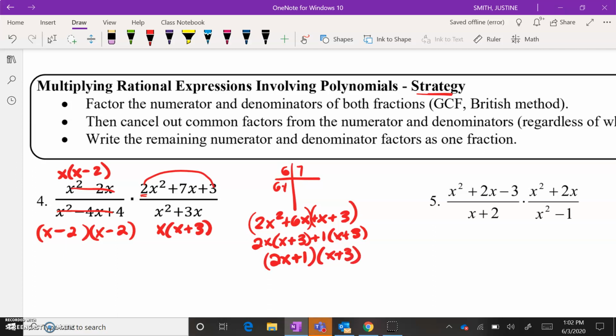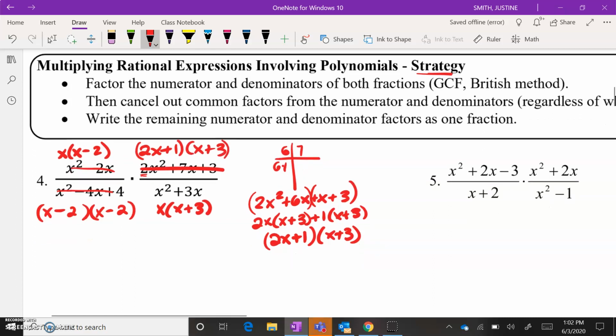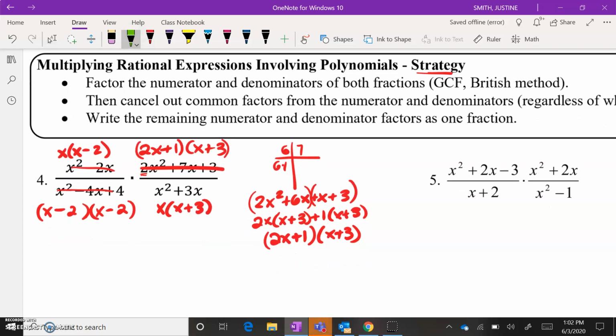So this whole thing becomes (2x plus 1)(x plus 3). Isn't this fun? Factoring still involved here. So now this is fun too because you have all this stuff and you're going to get to start crossing things off. So you're going to like hi-ya some things here.